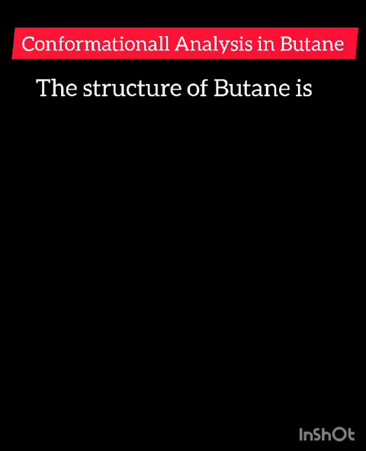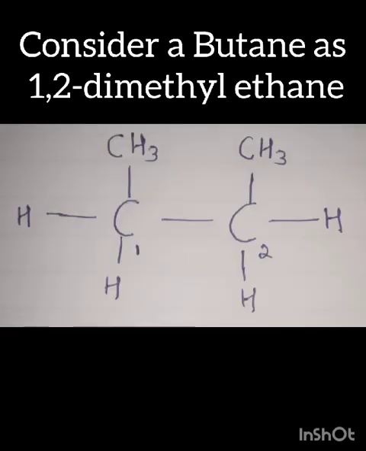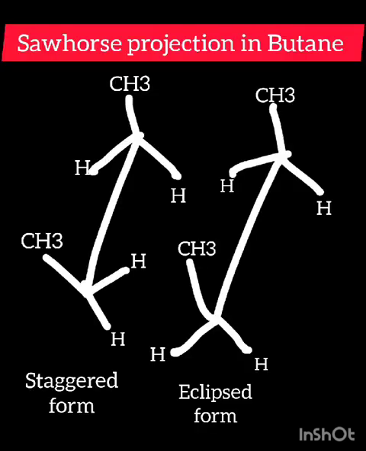Let us see the conformational analysis in butane. The structure of butane is CH3, CH2, CH2, CH3. Consider butane as 1,2-dimethyl ethane. Sawhorse projection in butane. In eclipsed form, the rear methyl group is exactly behind the front methyl group. When it rotates 60 degrees, it attains the staggered form.